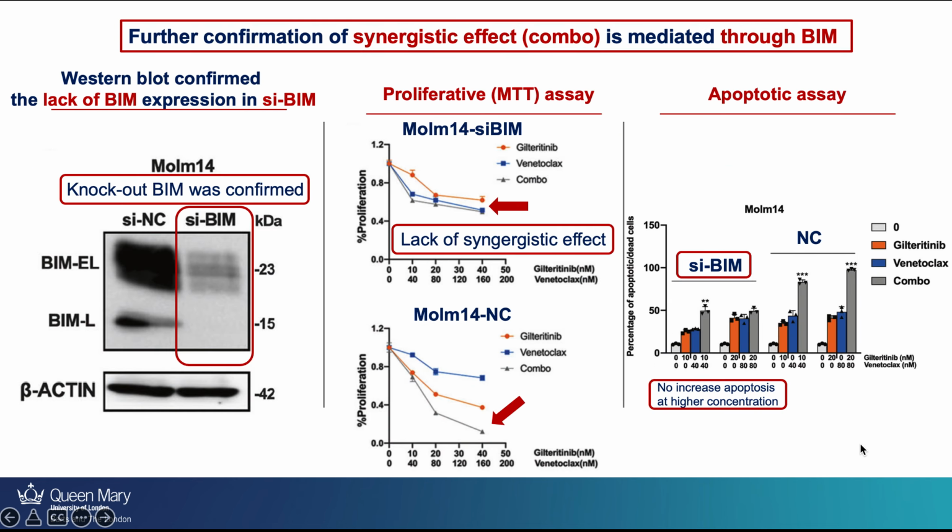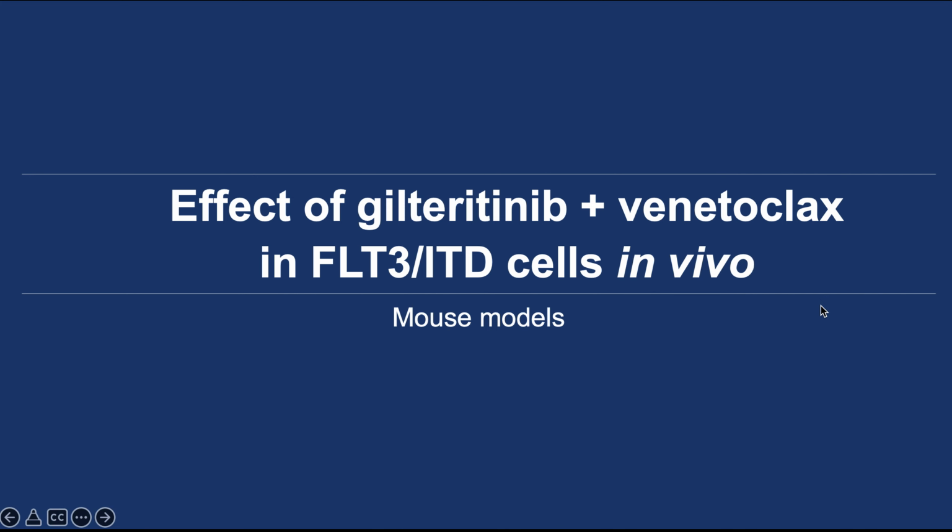Then they moved on to find the effect of BIM by knocking down BIM with cellular transfection of small interfering RNA. They confirmed by Western blot here that BIM expression is decreased after siRNA transfection. The siBIM cells show a lack of synergistic effect compared to control, and also a decrease in apoptosis compared to control. The last experiment is about the in vivo mouse model.